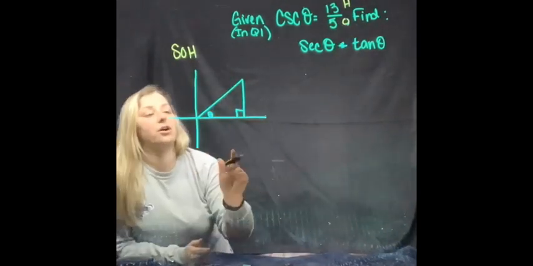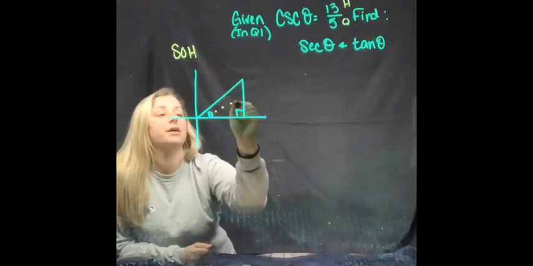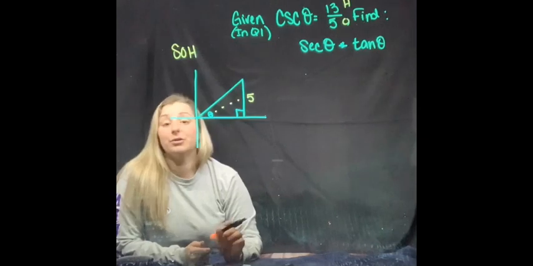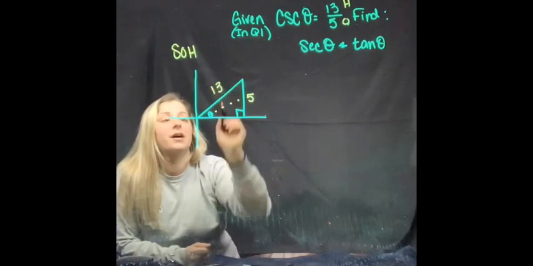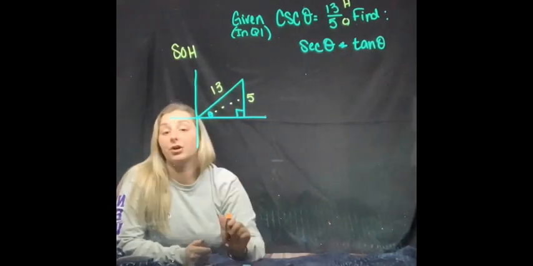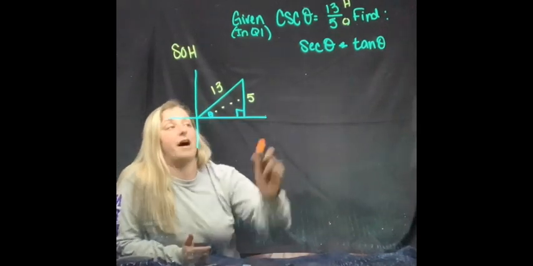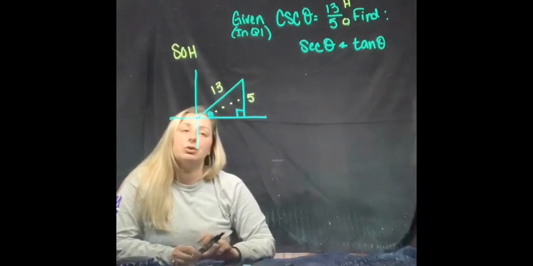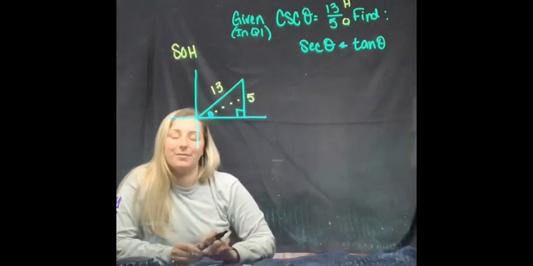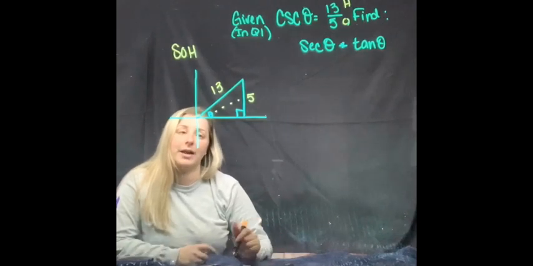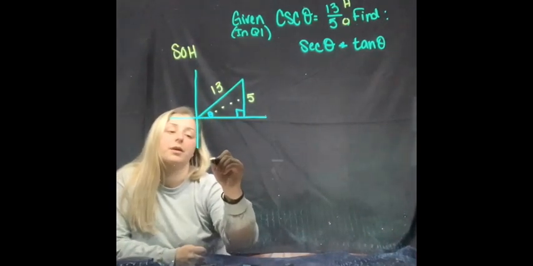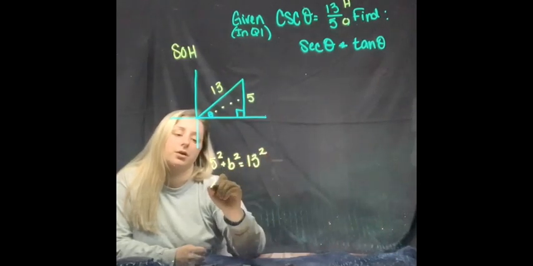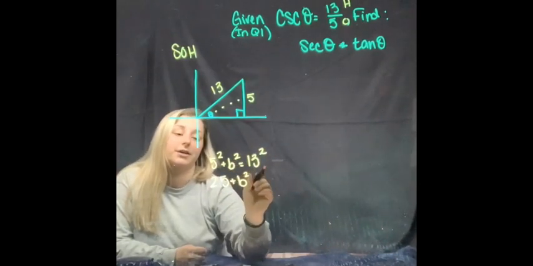So I'm going to label my triangle now. The opposite piece here is 5. The hypotenuse is 13. And we don't have this piece right here, so we do need to find the adjacent length because we're going to need that for the secant, because secant is the reciprocal of cosine. You should know this is also a triple, but let's say you don't, we're going to go ahead and solve that out. So remember Pythagorean theorem: 5 squared plus b squared is 13 squared. 25 is 5 squared.